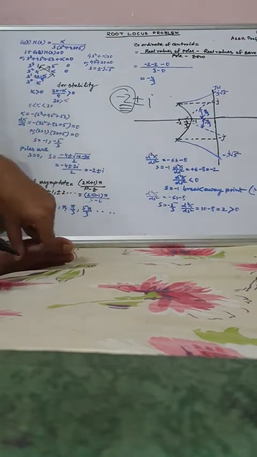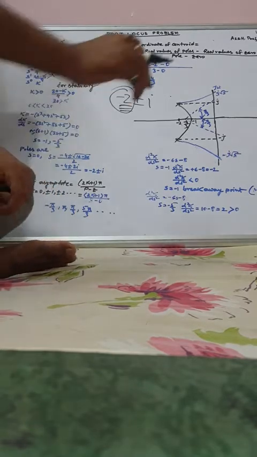So ∂²k/∂s² is less than 0, then only maximum occurs. So s equal to -1 will be your breakaway point. Now let's take the plot.